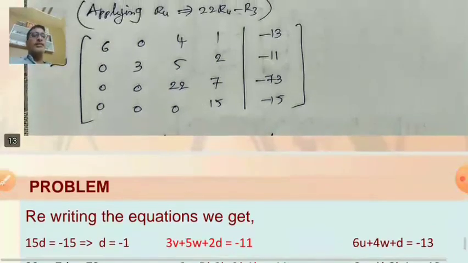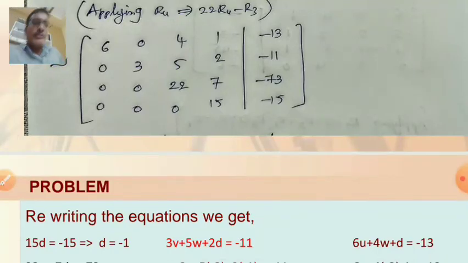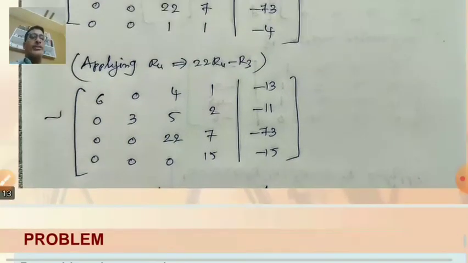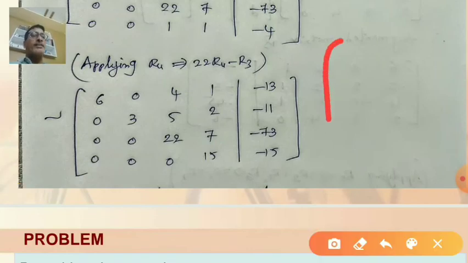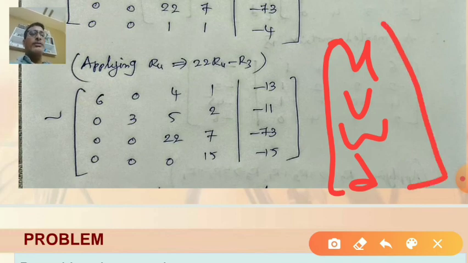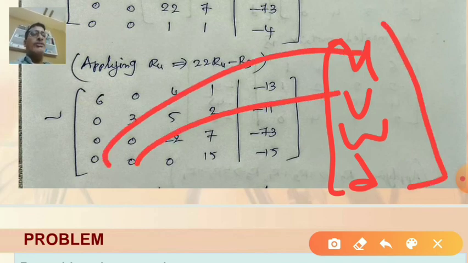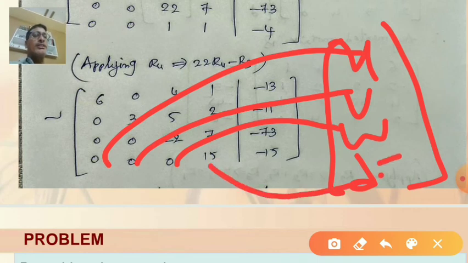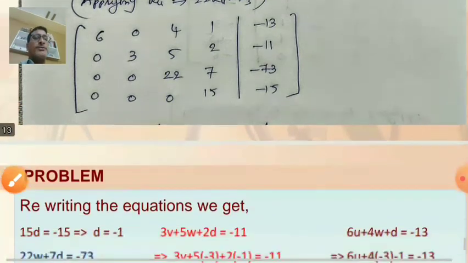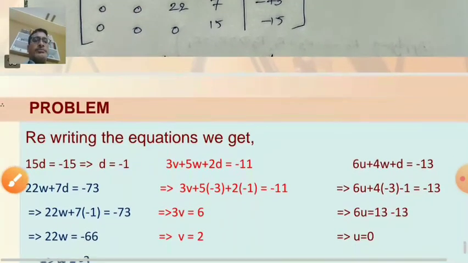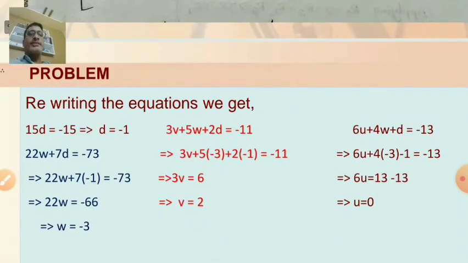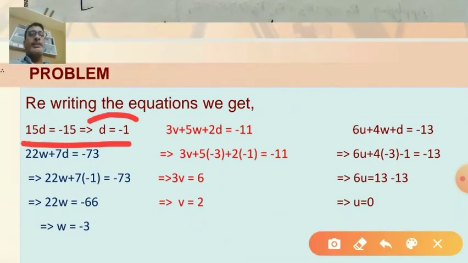Then in reverse you can rewrite the equations. To rewrite the equations, you can follow like this. The column matrix is U, V, W, D. Therefore 0 into U, 0 into V, 0 into W, plus 15 into D is equal to minus 15. So 15D is equal to minus 15, and hence D is equal to minus 1.